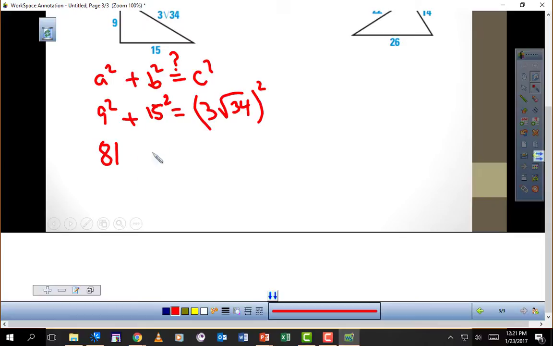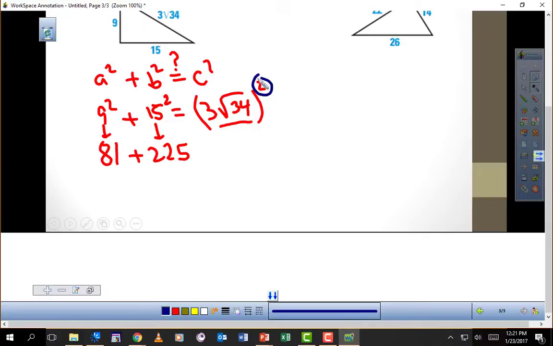This one should have a square on it. Plus, what, 225? Now those are actually pretty easy. But how about this one? This one's not so easy to do. Like I said, you can use a calculator. But what is this saying?